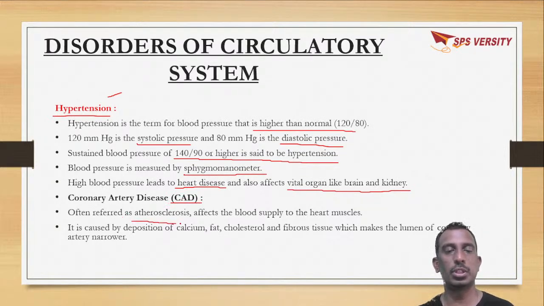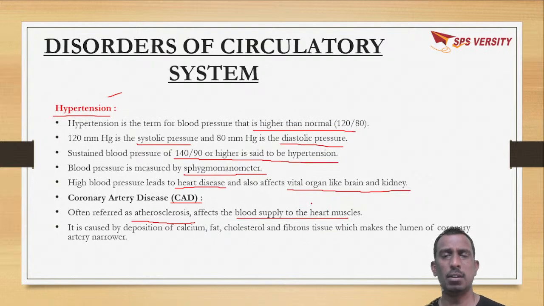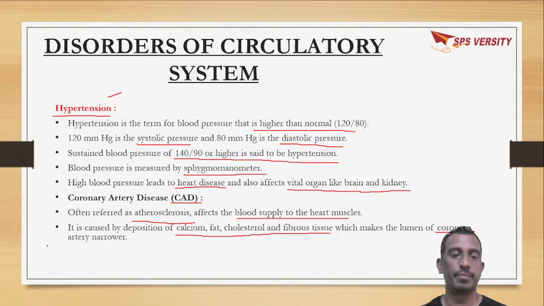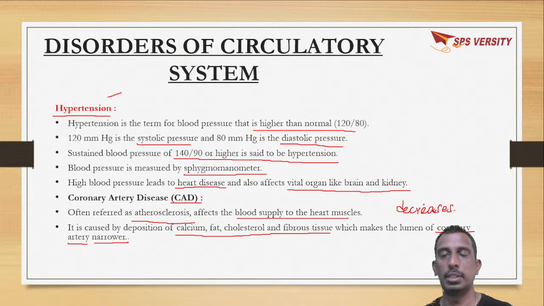Often referred to as atherosclerosis, it affects blood supply to heart muscles. So why heart muscles? It is the blood supply. What will happen here? Due to deposition of calcium, fat, cholesterol and fibrous tissue in the lumen of the coronary artery, the coronary artery becomes narrow. When it becomes narrow, the blood supply to heart muscles is decreased. So when there is no proper blood supply, the heart muscles cannot function properly, and the heart cannot do pumping properly.